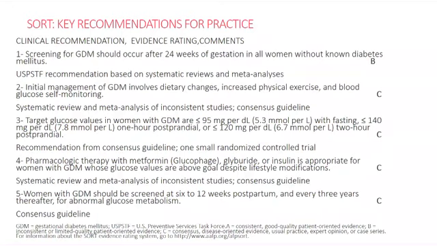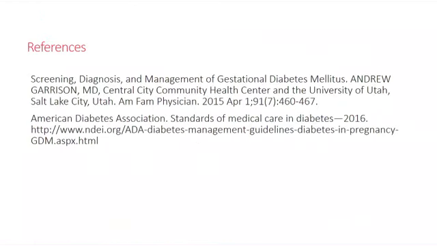This is very long. If you want to read it on your own, this is the key recommendation. There's the evidence rating for each recommendation. It's 1B and all others are C. But the B one is to screen for GDM at 24 weeks in all women without known diabetes mellitus. These are the references. It's from AFP and from the American Diabetes Association.